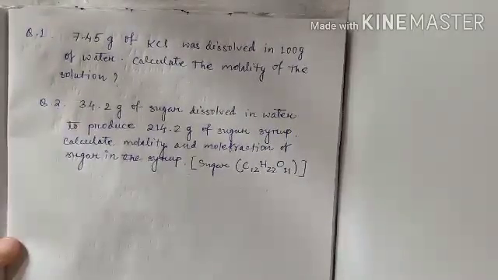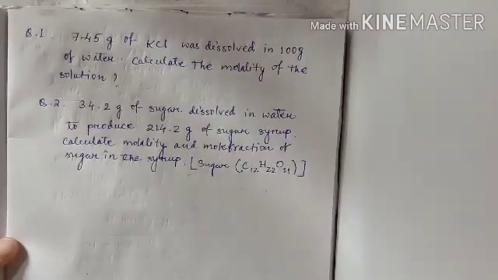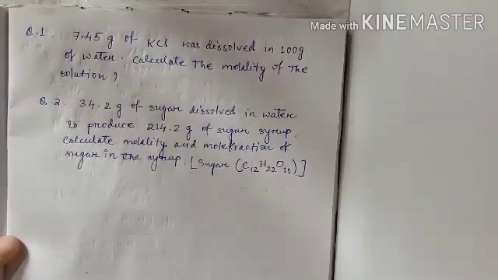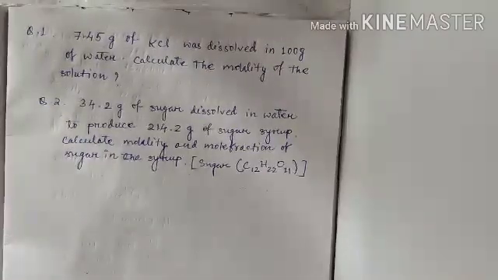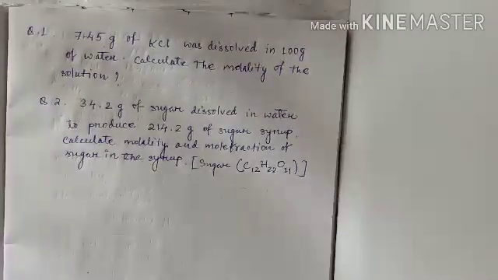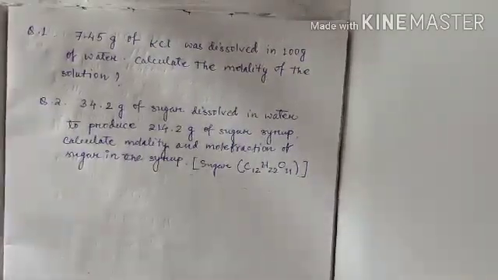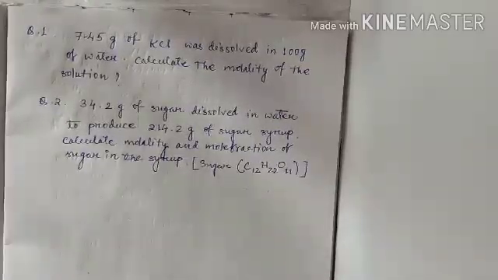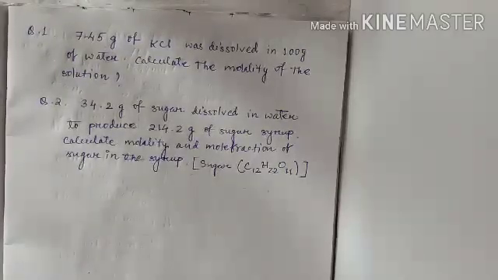So you see the questions, they are very simple. It's just given in the first question: 7.4 gram of potassium chloride was dissolved in 100 gram of water. Calculate the molality of the solution.